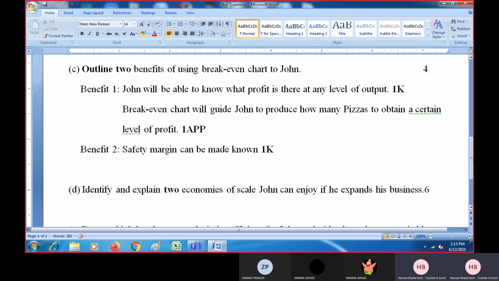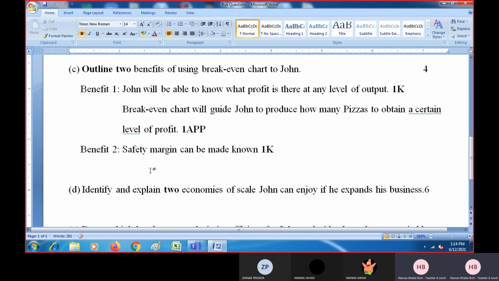And I assigned you a task that you will be telling me how to get the second mark for application, because we have already gained 1 mark for the knowledge. And I told you that whenever the command word outline is there at the start of the question, there are marks for knowledge and application only. So we did the same for the first benefit. Now we are going to do the same for the second benefit as well. So knowledge mark we have already gained. Now how to get the second mark for the application?